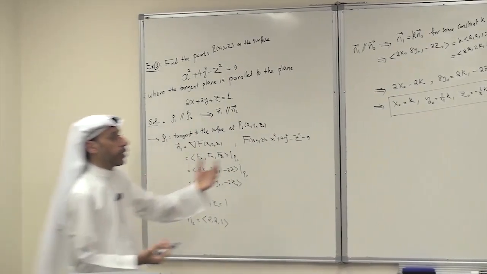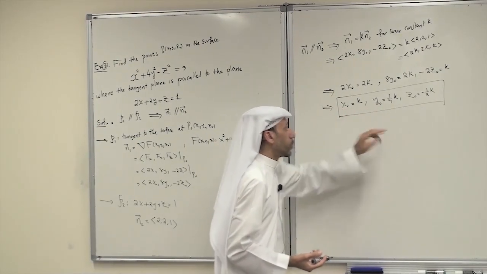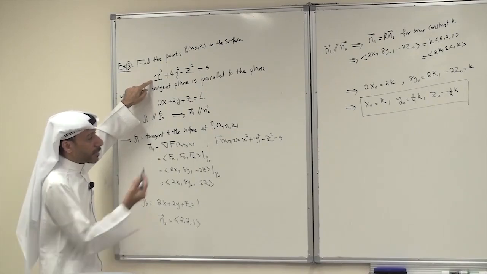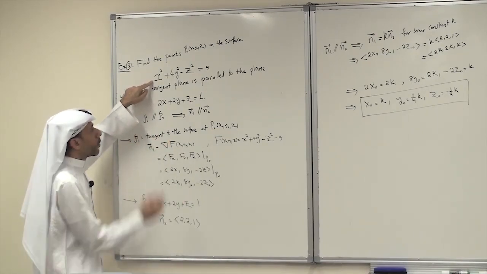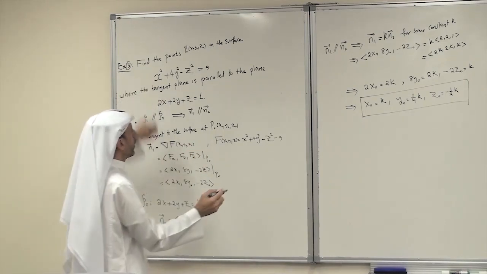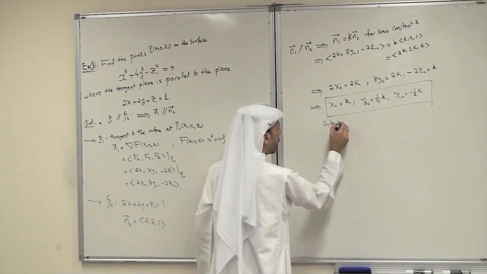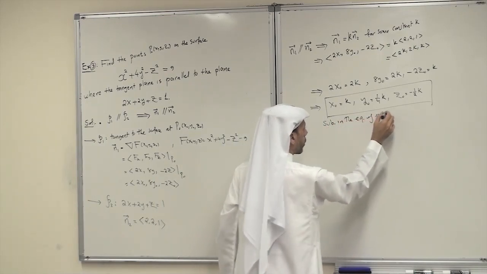Well, how to find the value of k? We know that the point x0, y0, z0 lies on the surface, so this point satisfies the equation of this surface. So substitute this point in the equation of the surface.